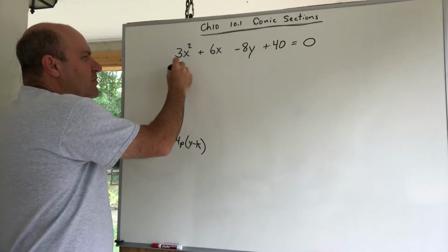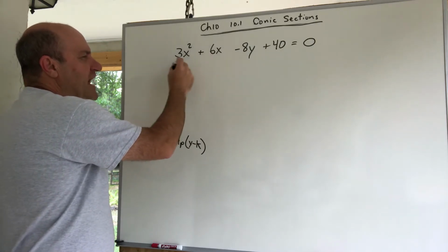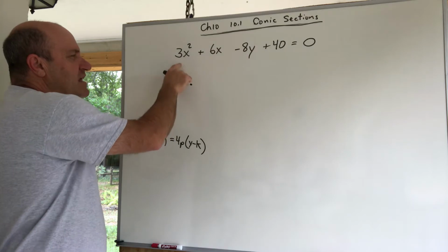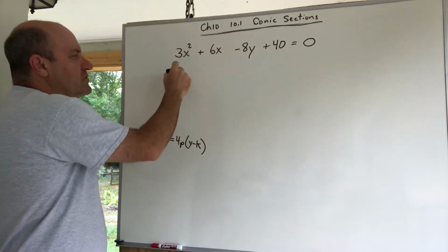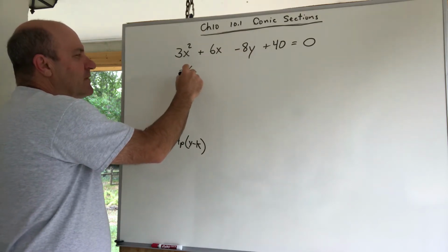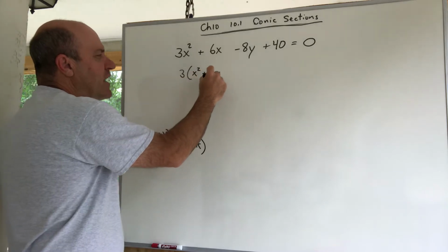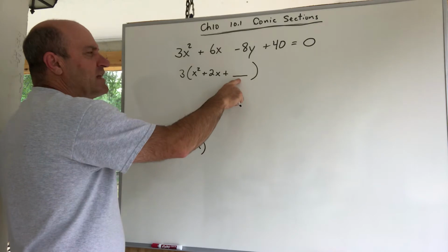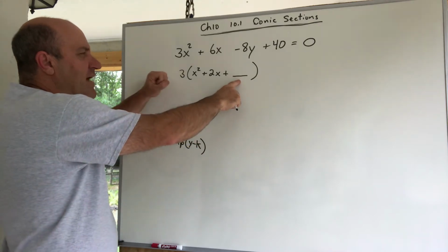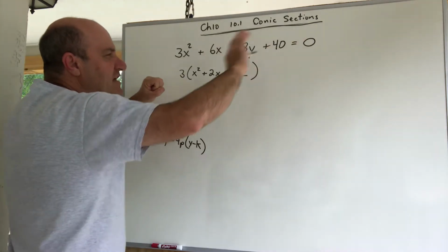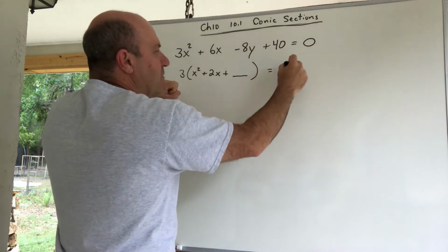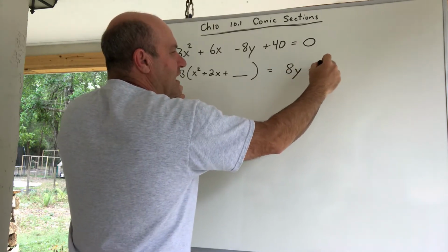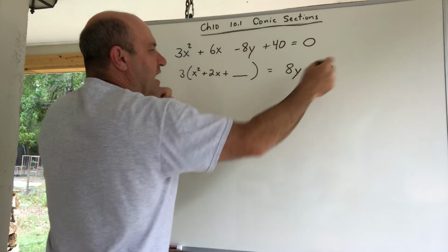One thing you do when you complete the square is you're completing the square on the x's, and you need a coefficient to be 1. So you kind of factor out this 3. So I have x squared plus 2x plus, then I'm going to leave a blank space. That's going to be me completing the square. But I had to factor out that 3. Now, I'm going to move these other guys to the other side. This is going to be a positive 8y and a negative 40 when I move them to the other side.